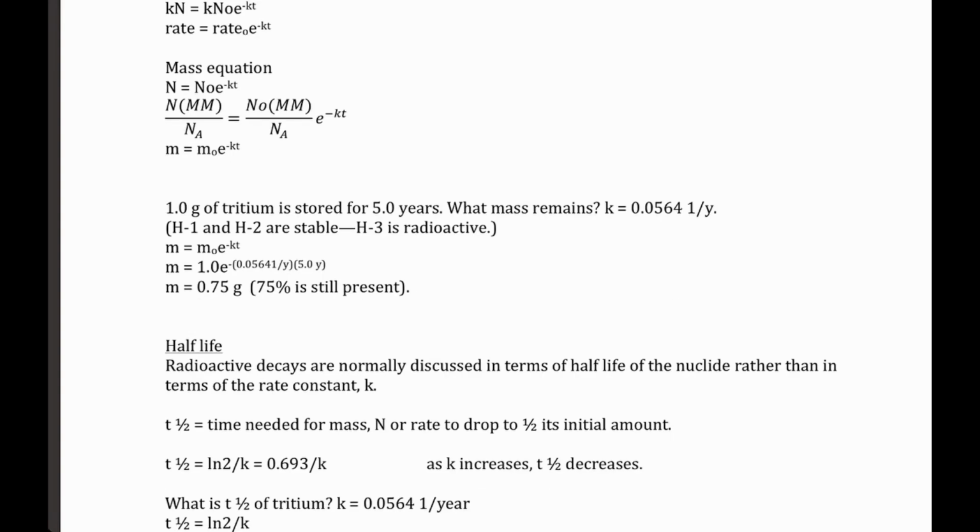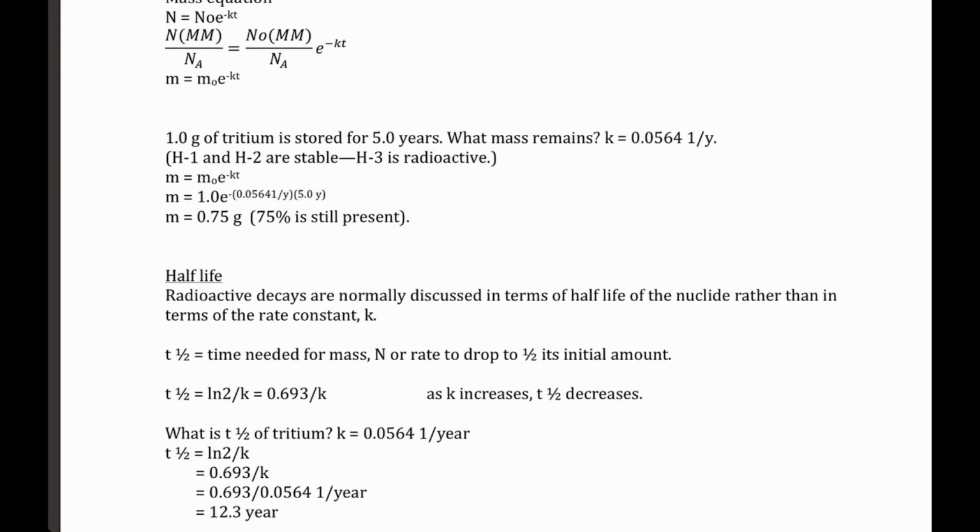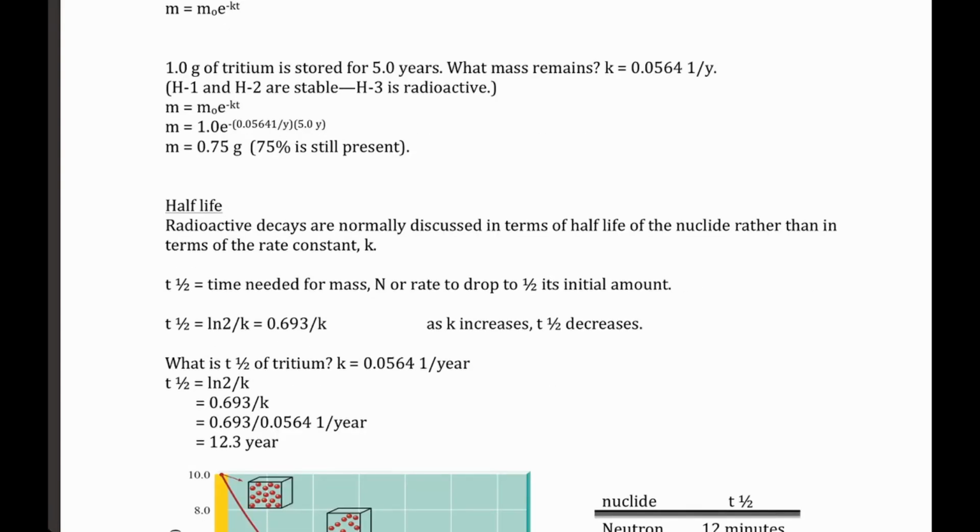So here's an example of using that mass equation. 1.0 gram of tritium is stored for 5.0 years. What mass remains? So originally a gram of tritium was placed somewhere, and 5 years later, we're calculating what mass remains. We have the rate constant for the process that this tritium undergoes to be 0.0564 1/year.